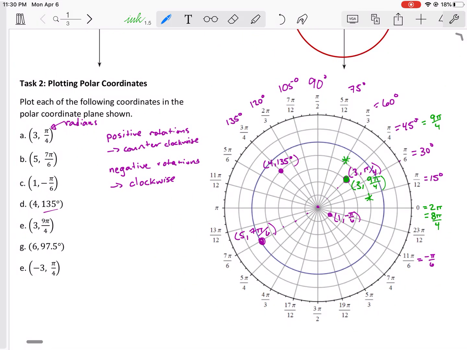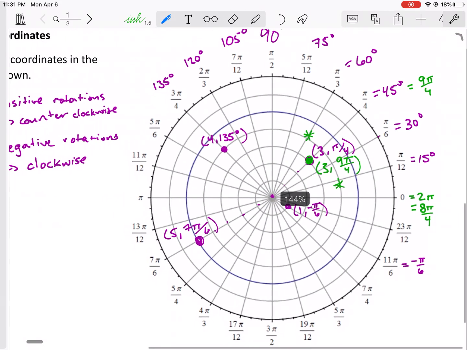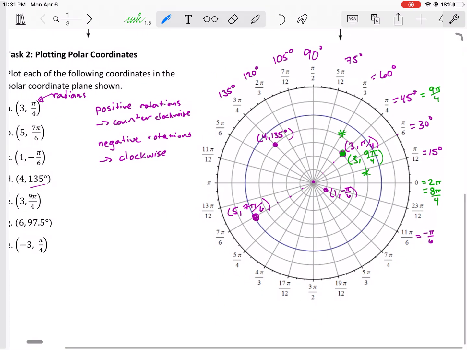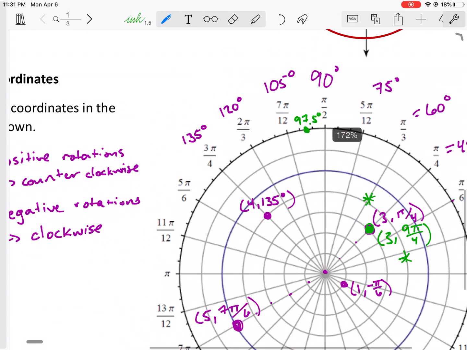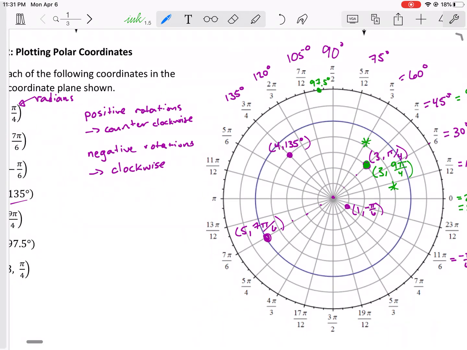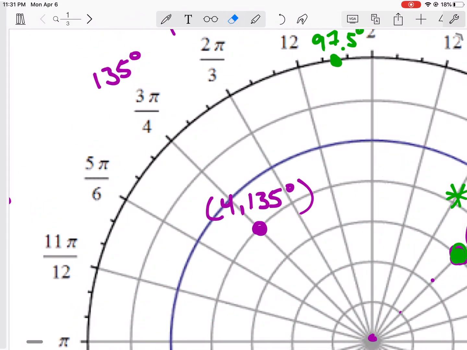G is 6 comma 97.5 degrees. 97.5, it's not on here, but hey, look, I know it has to be between 105 and 90. Actually, it's exactly halfway between there. So that's 97.5 degrees. And our radial distance was 6, so this point should actually be right here. 6 comma 97.5 degrees.